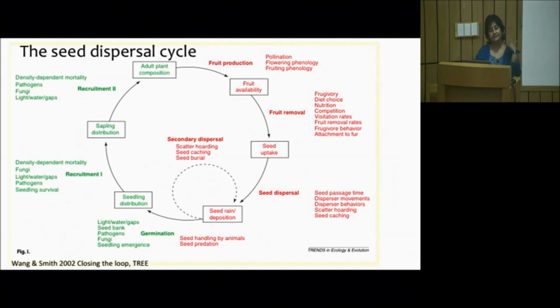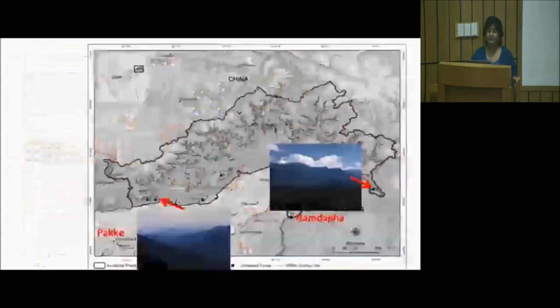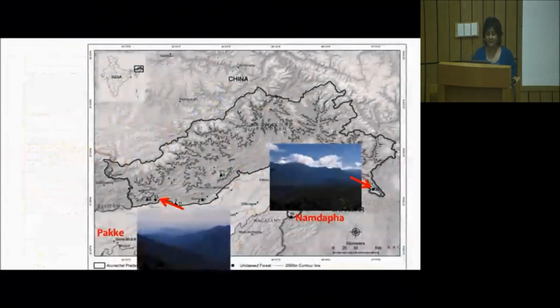So establishing the loop, closing the loop, is very difficult and challenging, because to demonstrate the effectiveness of a seed disperser, you would ideally have to go through most of these stages, to be able to show how effective a disperser is. And most people just end up showing part of it.